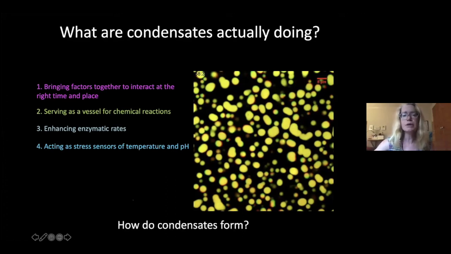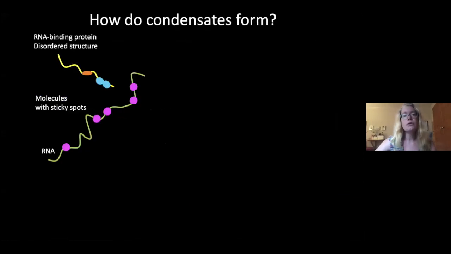So I want to give you a bit of a 101 on condensate formation before I get into how this relates to SARS. How do condensates form? In many cases, they involve a nucleic acid binding protein, similar to nucleocapsid. In many cases, it's an RNA binding protein that also has a highly disordered or low complexity sequence.